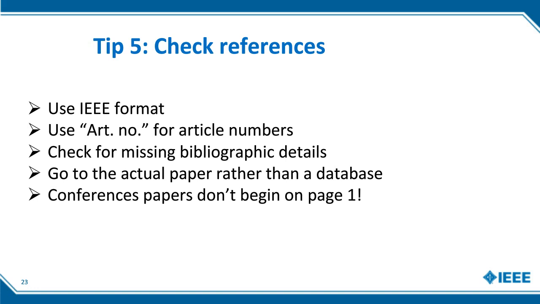A very common mistake is I see papers where half the references in conferences all begin on page 1. It's impossible to have 20 references from conferences all beginning on page 1. Obviously, something is wrong there. It's because it was copied off a database. You need to actually look at the real reference and see what the real page number is. And if it doesn't have one, use the DOI number.